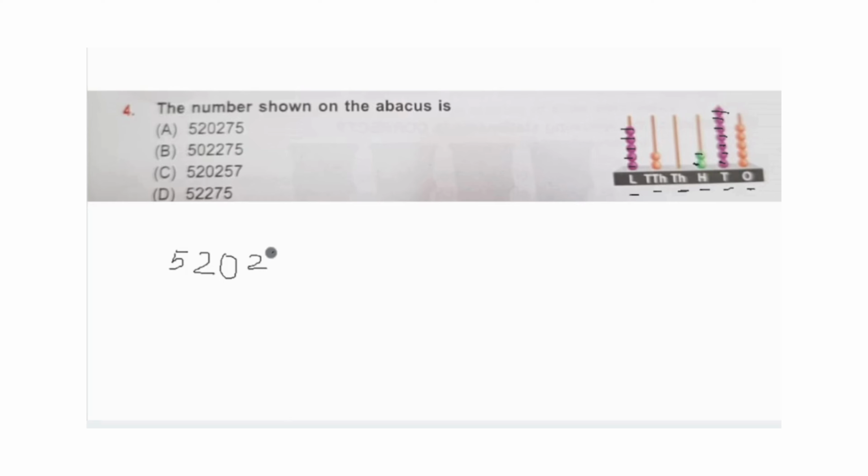So let's write it at the tens position. And in the ones place, you have 1, 2, 3, 4, 5. So there are 5 beads in the ones position. So the interpretation of the image based on the abacus is 520275, which is our option number A.